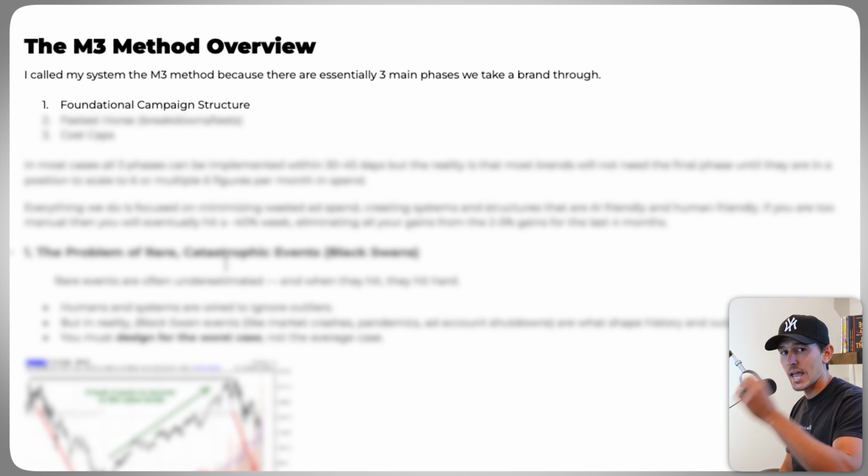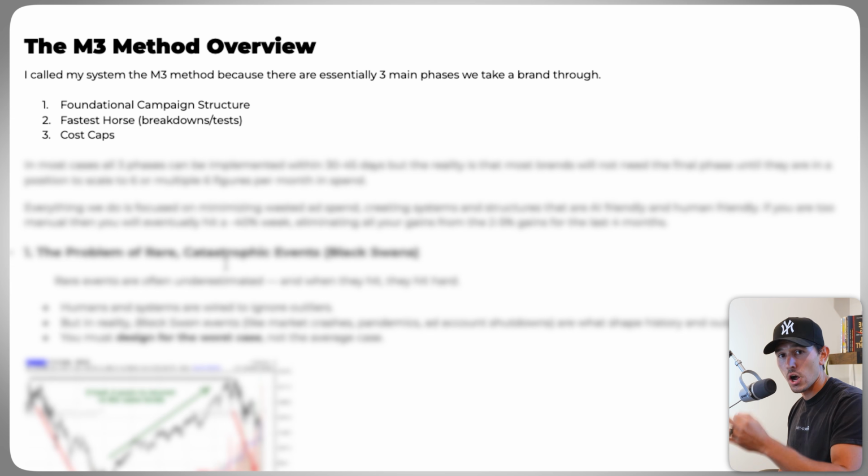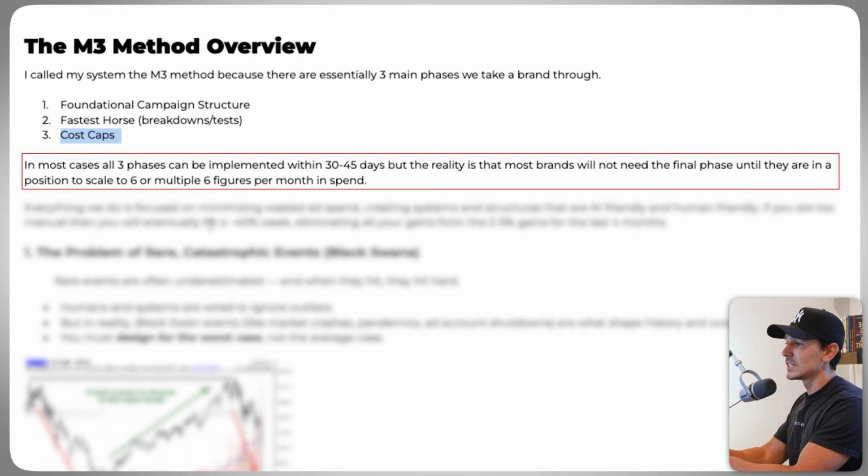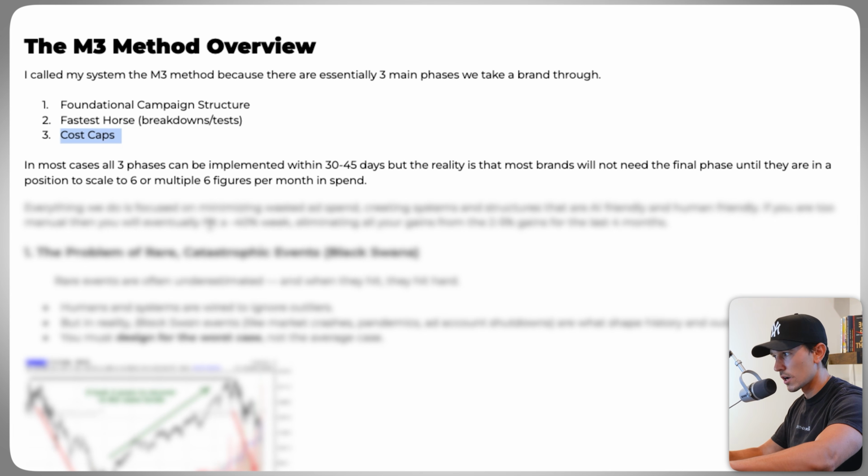First is foundational campaign structure. Second is the fastest horse. And third is cost caps. Now, in most cases, everything here can be implemented in about 30 to 45 days, but the reality is most brands will not get to the point where they need cost caps because we really need to be spending boatloads of money. And in most cases, just 1 and 2 are going to get us to a completely different level. And eventually, after we found stability in M1 and M2, then we can move on to cost caps.